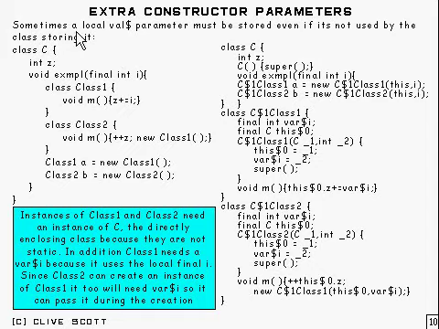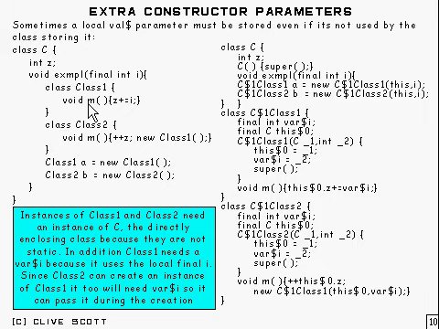Sometimes you'll notice that a local variable or parameter has got to be stored even if it's not used by the class storing it. And here's an example of that. Here's this class C, and inside we've got this method that starts there and ends there. All the method does is create a couple of instances of these class 1 and class 2.